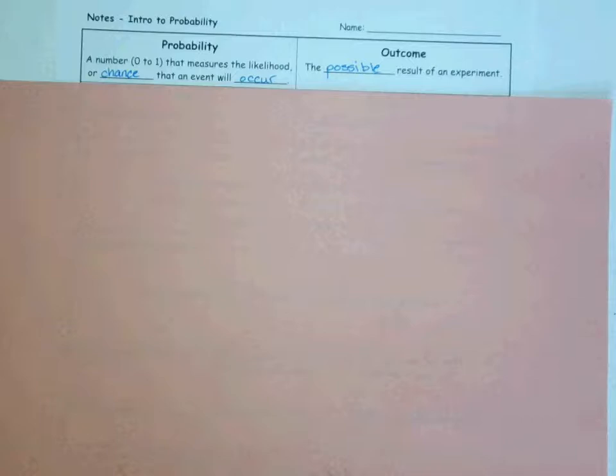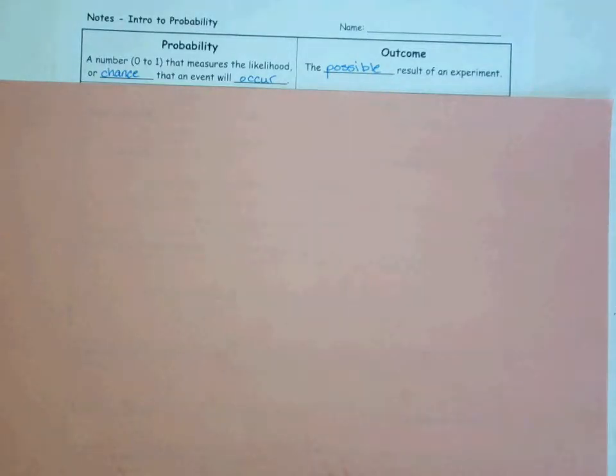An outcome is the possible result of an experiment. So if you're rolling a dice, your outcomes are a 1, 2, 3, 4, 5, or 6. So all of those, you have 6 possible outcomes.